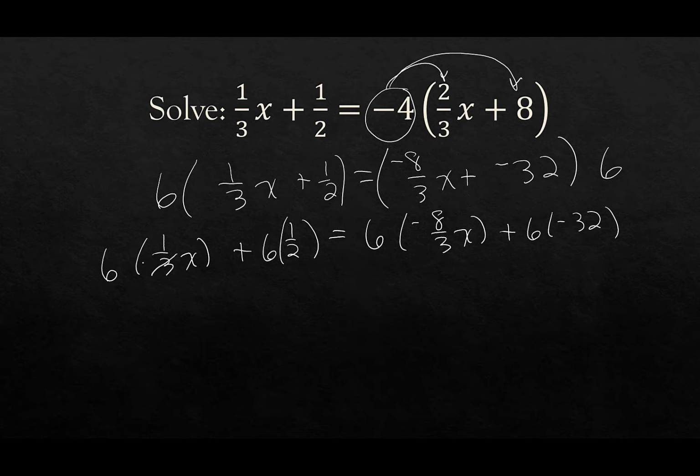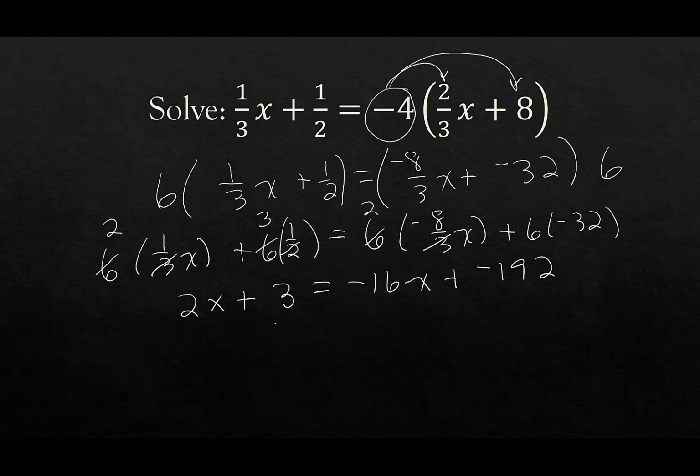So I'm going to cancel. 3 goes into 6 2 times. 2 goes into 6 3 times. 3 goes into 6 2 times. There's all my fractions. So let's make that look better because it's kind of messy right now. So 2 times x, there's 2x. Then I have plus 3. 2 times negative 8 is negative 16x. And then 6 times negative 32 is negative 192.